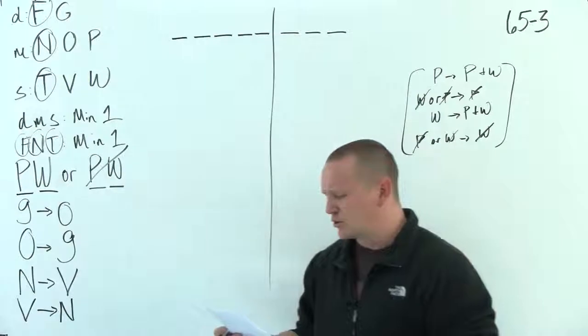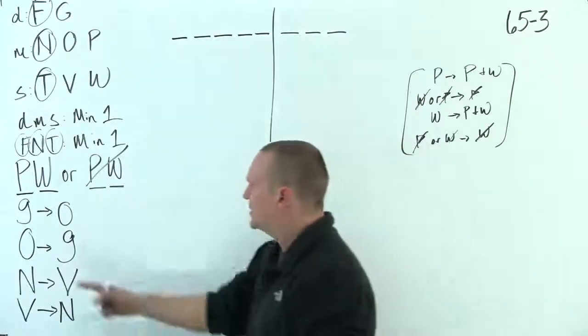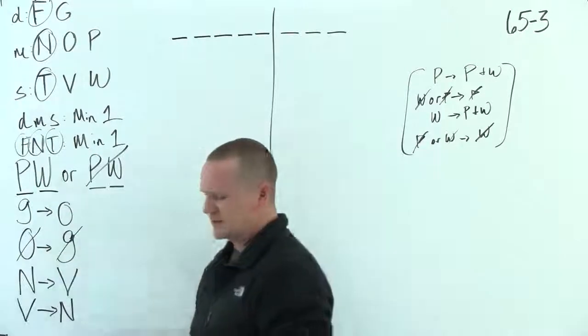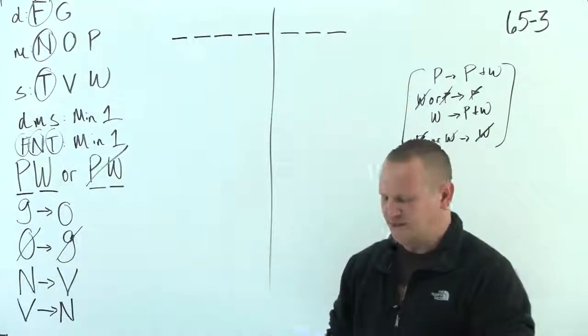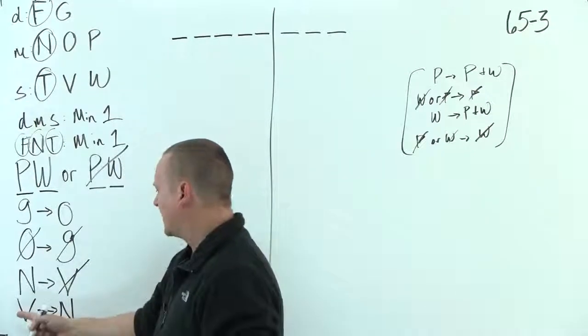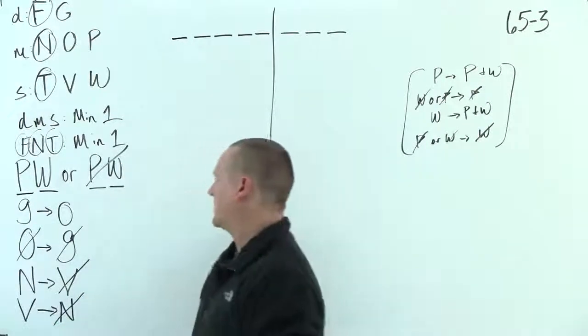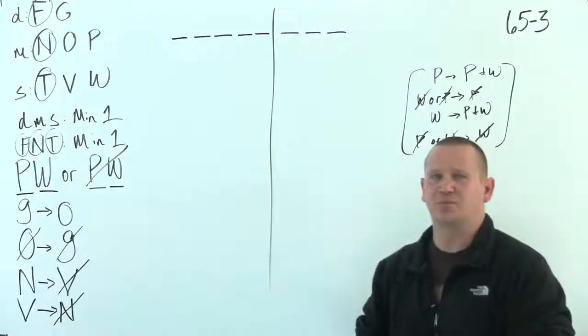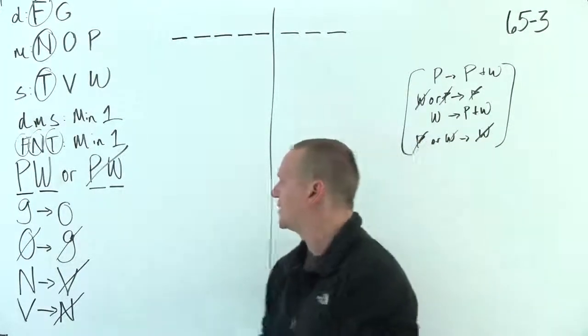And then the next rule, if G is selected, then O must be selected. Therefore, if O is not, then G is not. And if N is selected, V cannot be selected. And if V is selected, N cannot be. Okay. On the surface, pretty hellish, to be quite honest with you.